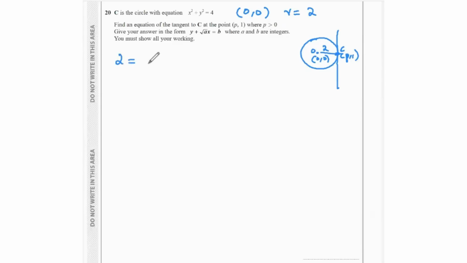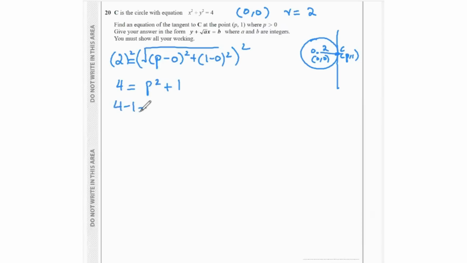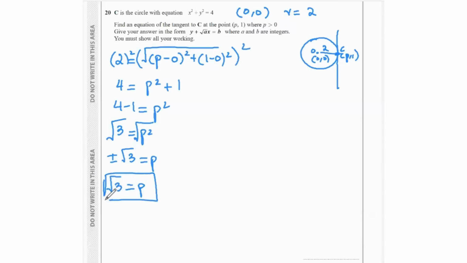So 2 would equal the root of p minus 0 whole squared plus 1 minus 0 whole squared. We square both sides to get rid of the root, so that's going to be 4 equals p squared plus 1. 4 minus 1 equals p squared. 3 equals p squared. Square root both sides, and plus minus root 3 is p. The question says that p is greater than 0, which means positive root 3 equals p, not the negative one.